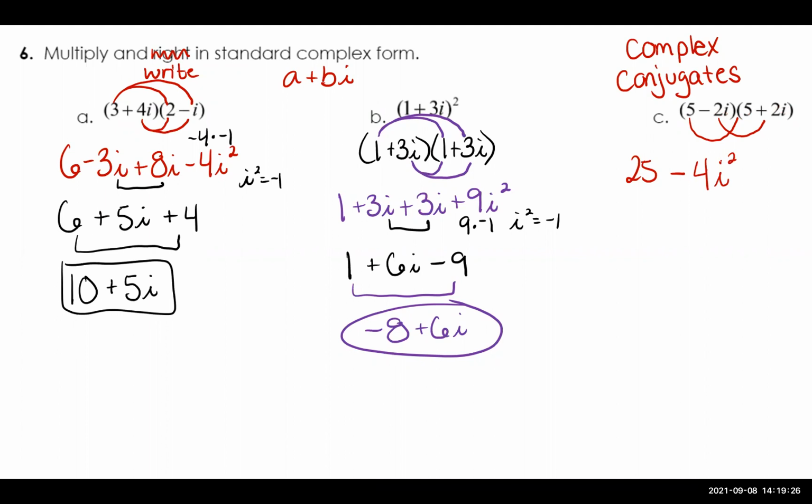If you would rather multiply this out, you can do that just like we did here, and you'll get the same exact answer. Next, we want to keep simplifying. We know that i squared is equal to negative 1. So this is really 25 minus 4 times negative 1. So negative 4 times a negative 1 is a positive 4. So our final answer is 29.